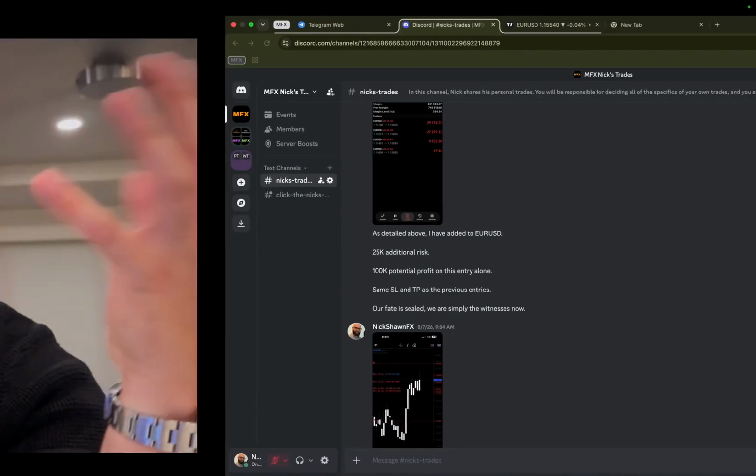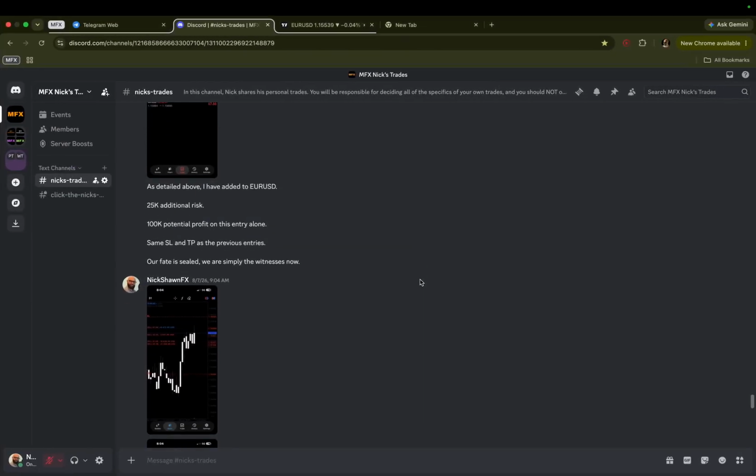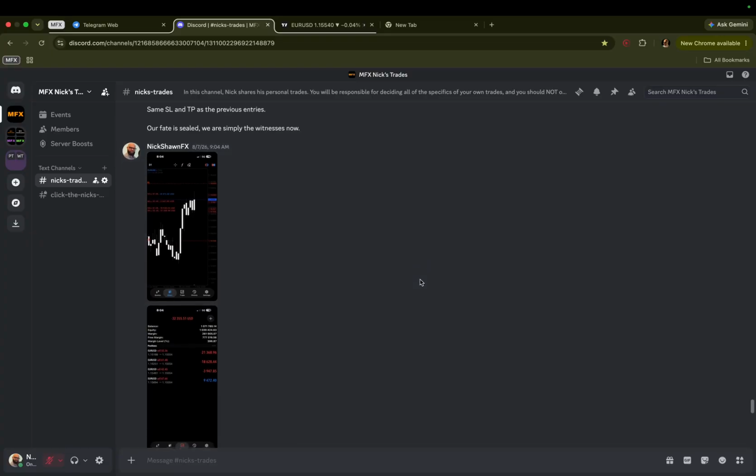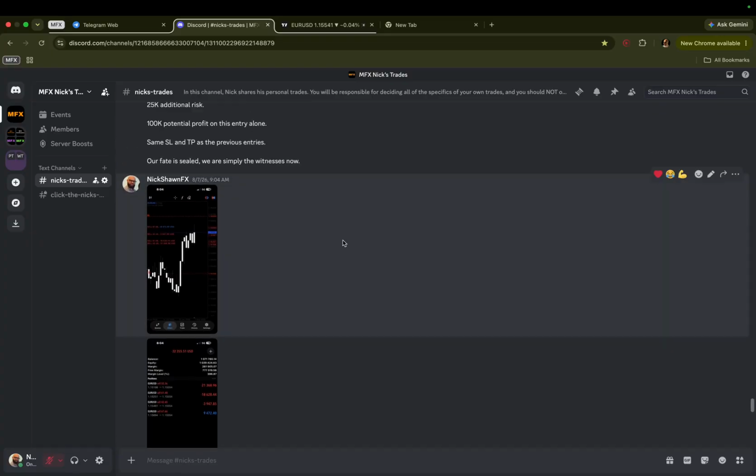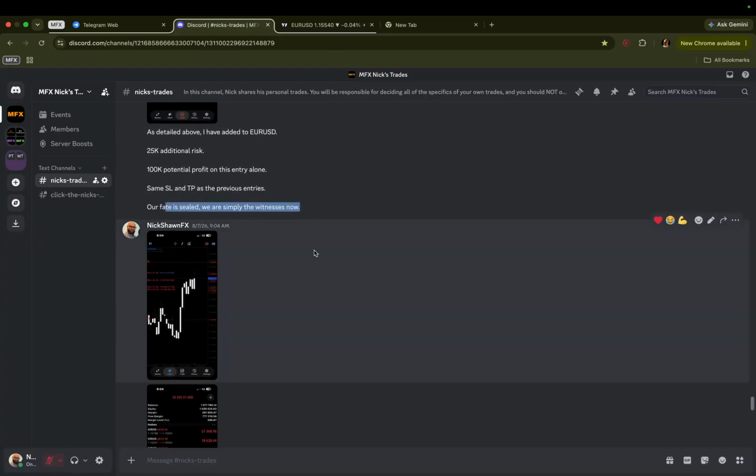Using the same risk structure, same stops and targets from the very first initial positions when I started layering into Euro USD. It's 150K risk for 250K profit. And even if I lose, I'm probably not going to lose 150K. I might lose 50 to 100K at this point. So I put, our fate is sealed. We simply are the witnesses now.